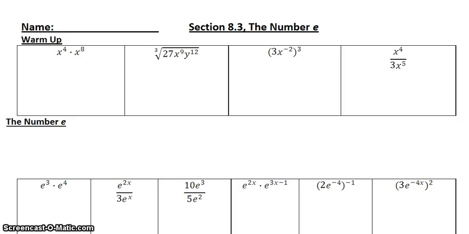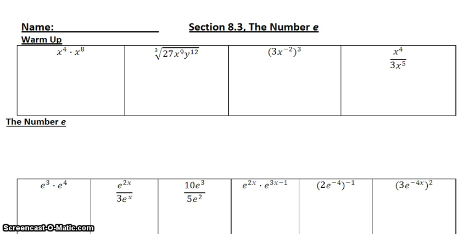Welcome everybody to section 8.3, the number e. In this section we're going to be learning about something called the number e, and we're going to use it in several ways. We're going to be doing exponent properties with e, graphing it, and using e in a compound interest formula that I'll show you later. To start off, let's do a quick warm-up. I'd like you to pause the video and try these warm-up questions and see what you can do with this.